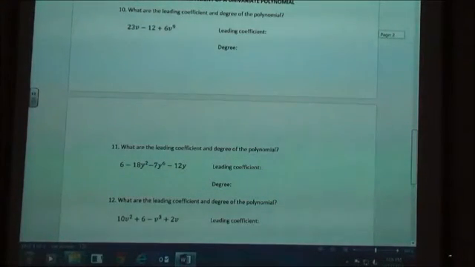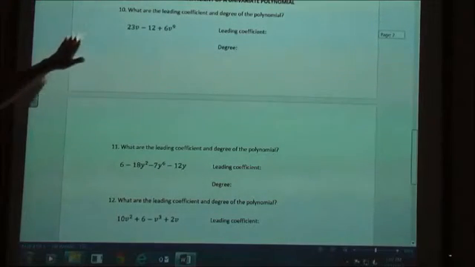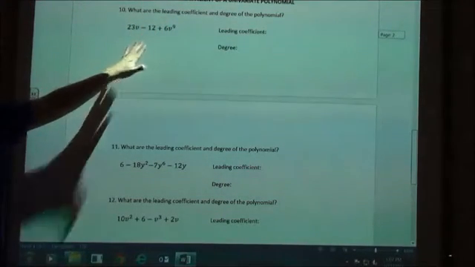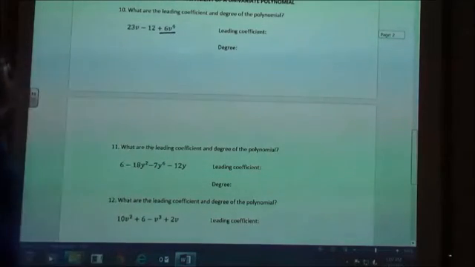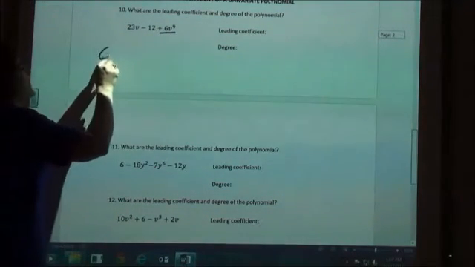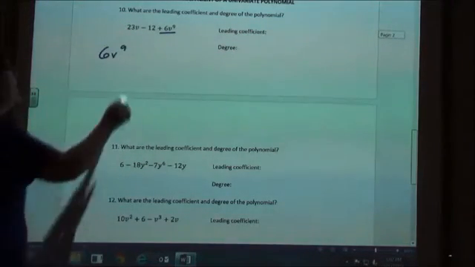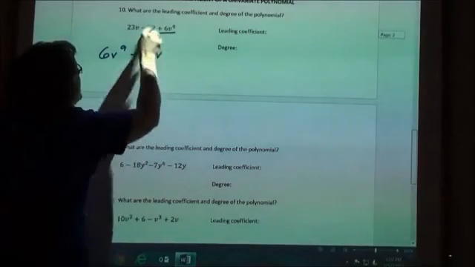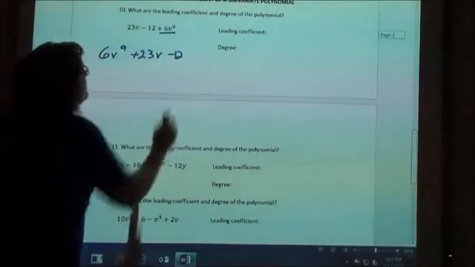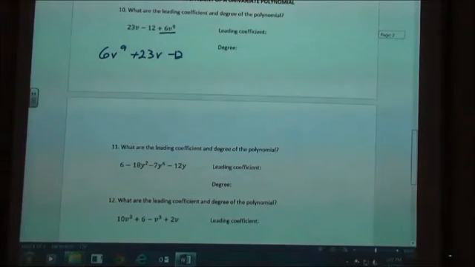When they're talking about the degree and the leading coefficient, they're talking about if I put my polynomial in the best form. If I put my polynomial in the best form, I start with the highest exponent down. So if I were going to rearrange this polynomial to put it in the best order, I would put this term first because it has the highest exponent. So the 6v to the 9th would go first. Then I would put the 23v, which is a positive 23v, and the constant term, that number, minus 12, just goes on the end. So that's the best order for my expression.